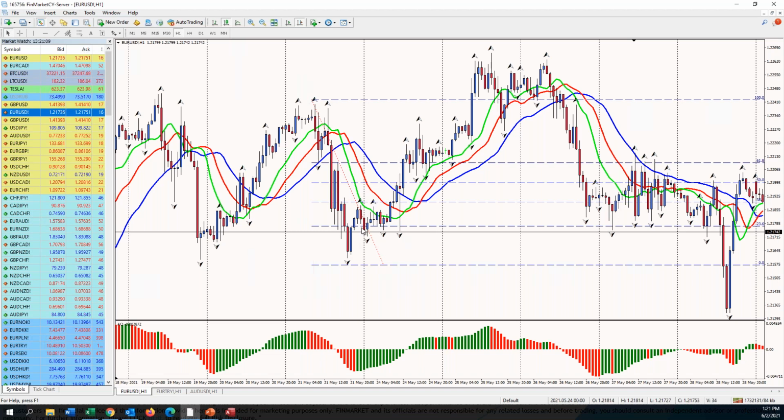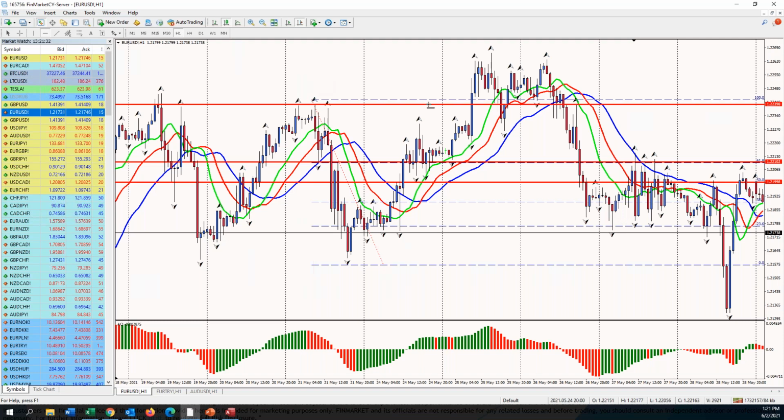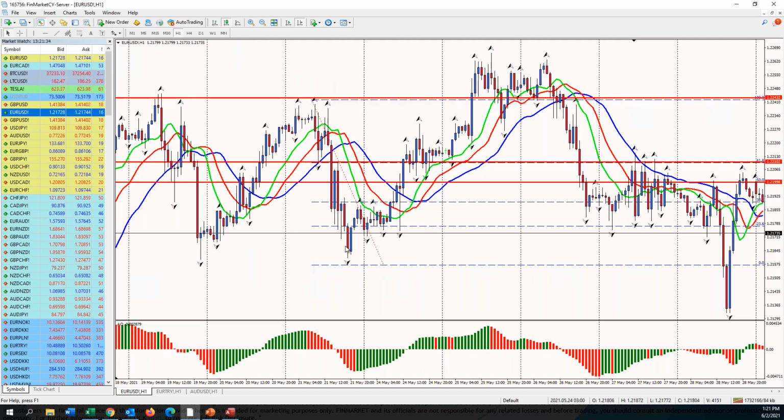Now I'm going to show you that the levels can also react as resistance, so you can be a little bit careful when you enter. We know that the market could come up from the alligator here, but we can also put targets at the Fibonacci levels and take profit there, because you never know if the market will react to this level, to the downside, or to that level here.